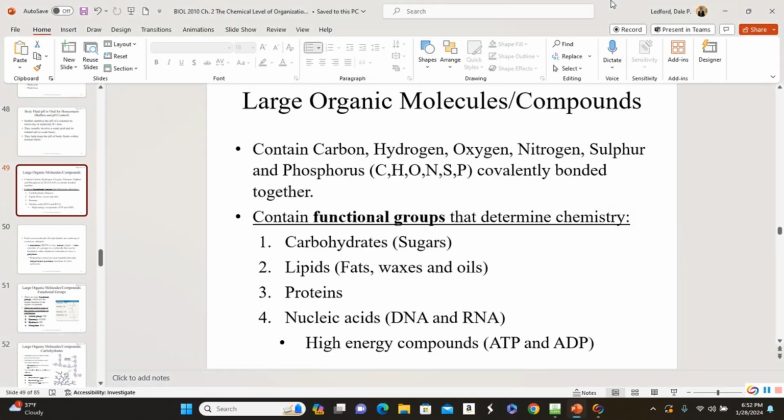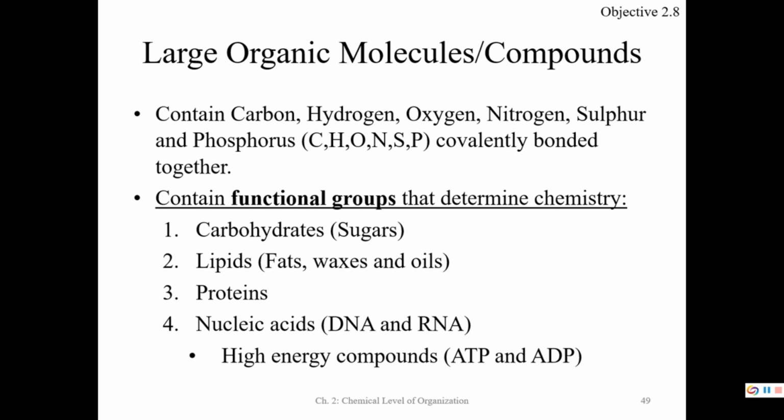Hello, everyone. Welcome to part 4 of chapter 2. This one, we're going to be focusing on organic chemistry. We want to remind you about organic compounds. These are things that contain carbon and hydrogen, oxygen, nitrogen, sulfur, and phosphorus.